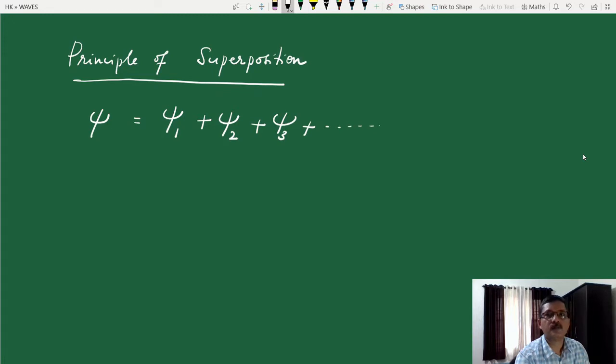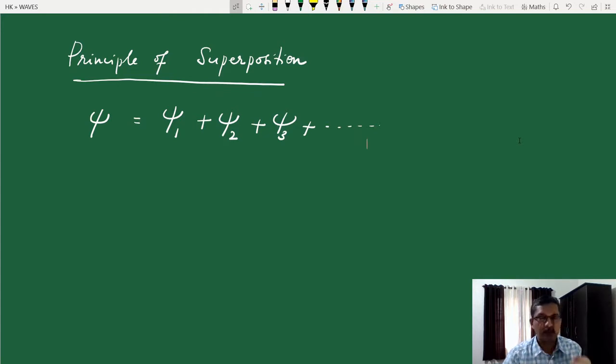Psi 1 is the disturbance at that point due to wave 1, psi 2 is the disturbance at the same point due to wave 2, psi 3 is the disturbance at the same point due to wave 3. So the resultant disturbance at any point is the sum of the disturbances due to individual waves. Now this disturbance can be, let us say, the displacement of a stretched string from the mean position, or the displacement of a water surface.